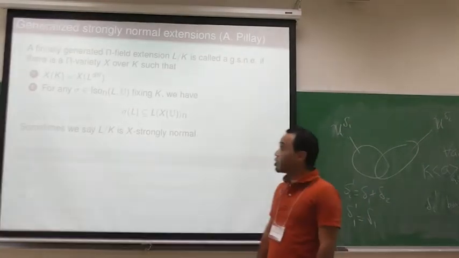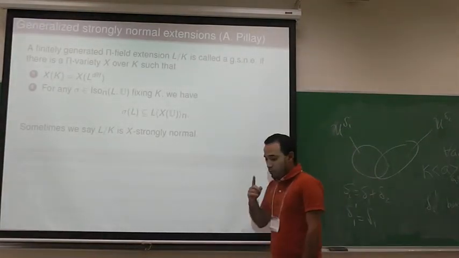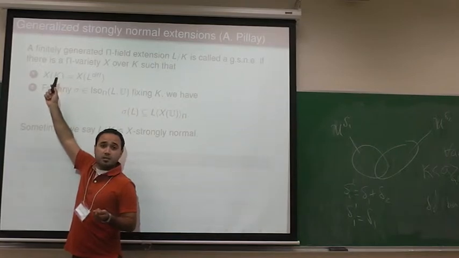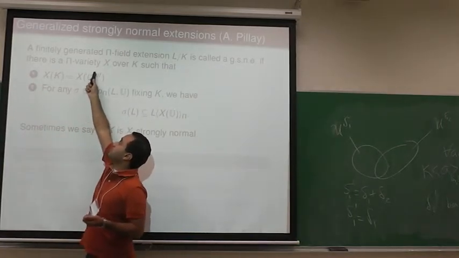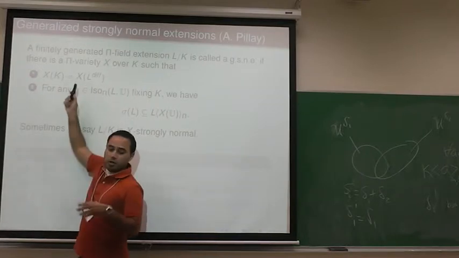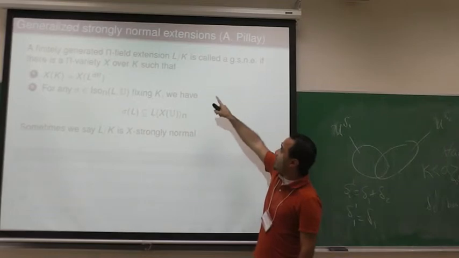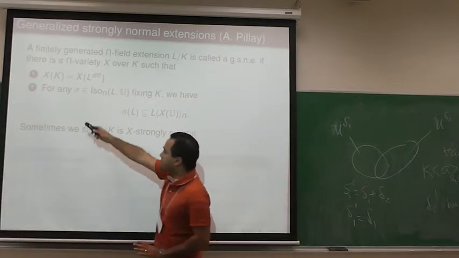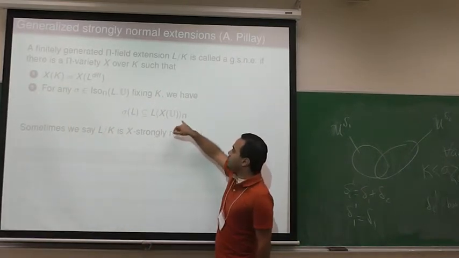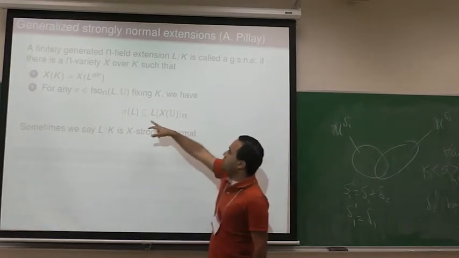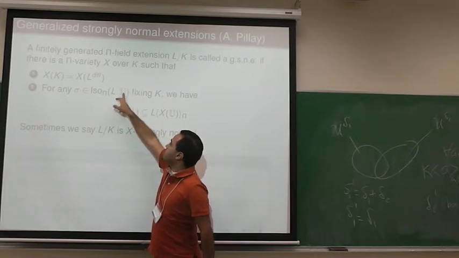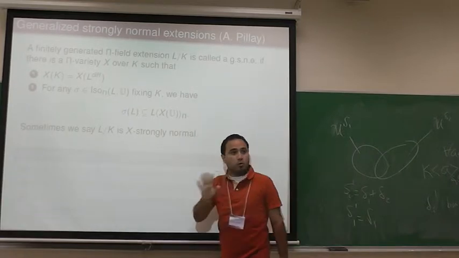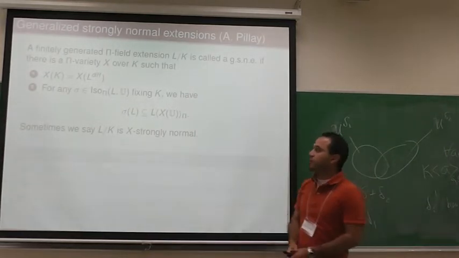So what is a general strongly normal extension? Well, for people who have seen strongly normal, you should think of this X here as a constant. You should think of the constants of K equals the constants of L. Here there's some technicality, but the constants do not change. By the way, here X is any differential variety. But in the case where this is a constant, this is just generalized normal extensions, and this is a normality condition. Any isomorphism from L into my universal differential field takes L into this set. Again, this is just strongly normal. If people have seen this before, this makes perfect sense. Just think of X as being the constant point.